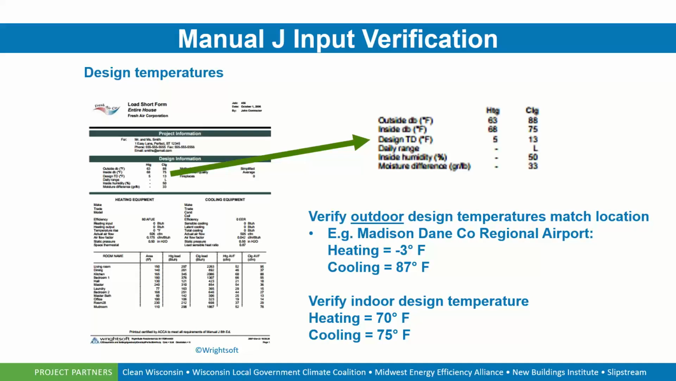Again, this example is not necessarily the Madison-Dane County Regional Airport, but that could be one of the sites that we would get the information from. We're going to use a -3 Fahrenheit for heating and 87 degrees for our cooling design temperatures. And then we verify our indoor design temperatures, typically set to 70 in the heating, cooling at 75. That's what we want to look at on this project information or design information of a Manual J to make sure that we have those calculations, especially if it's outlined or required by code, and if we have an above code program as well that we have to pertain to.